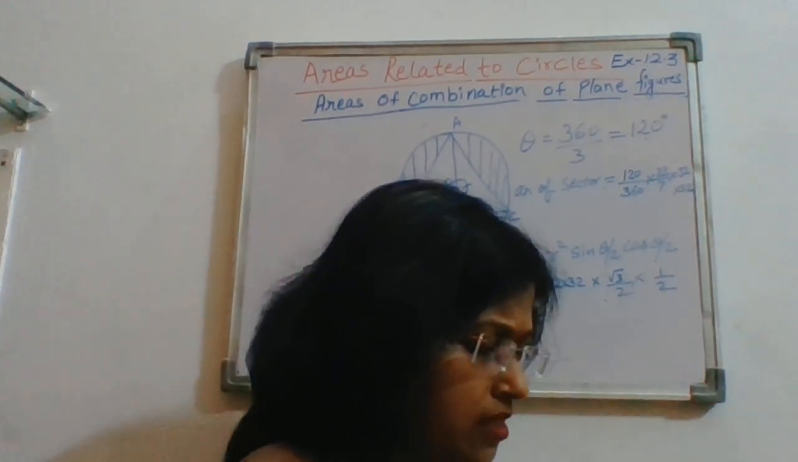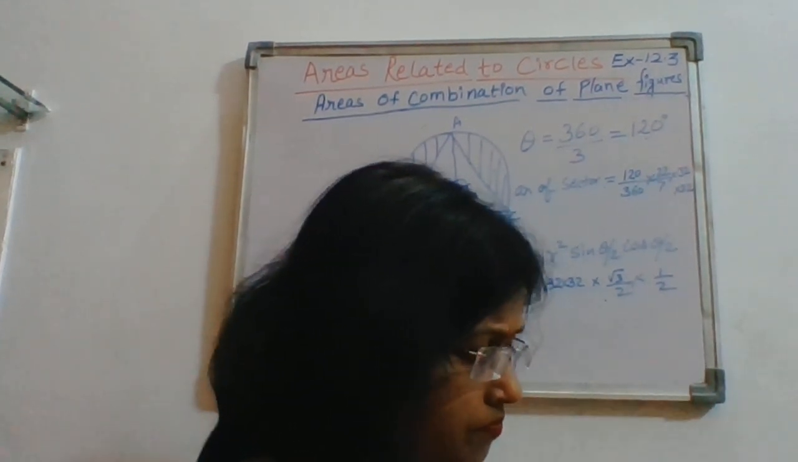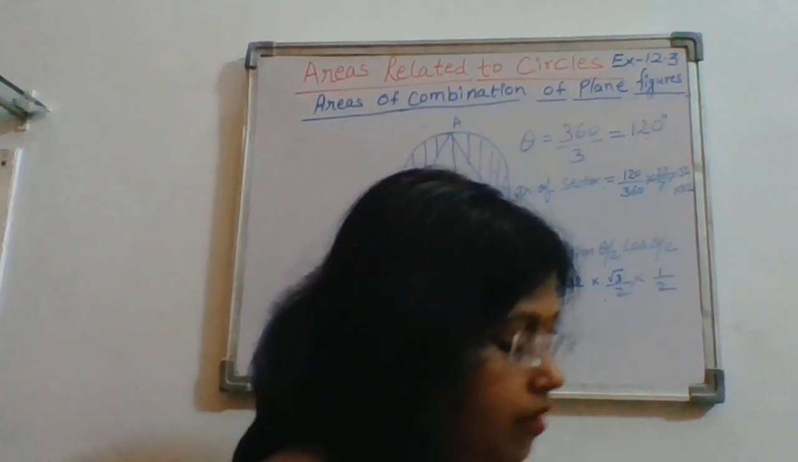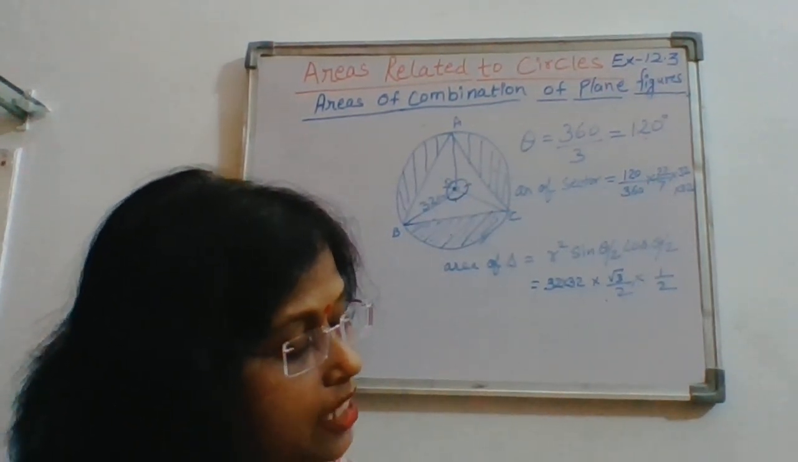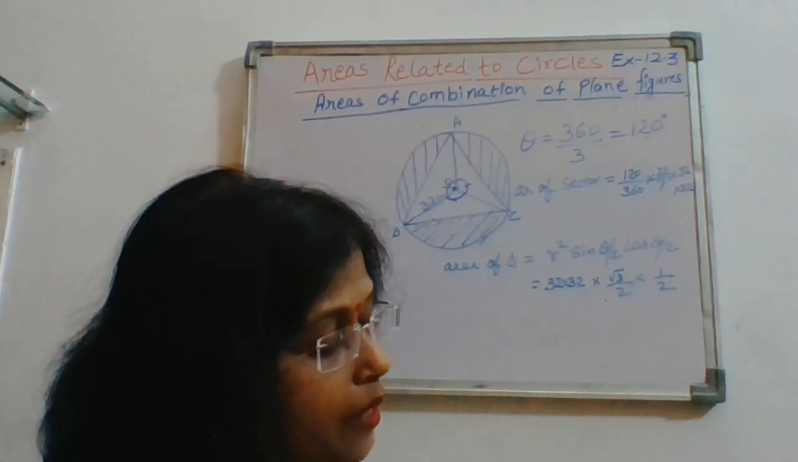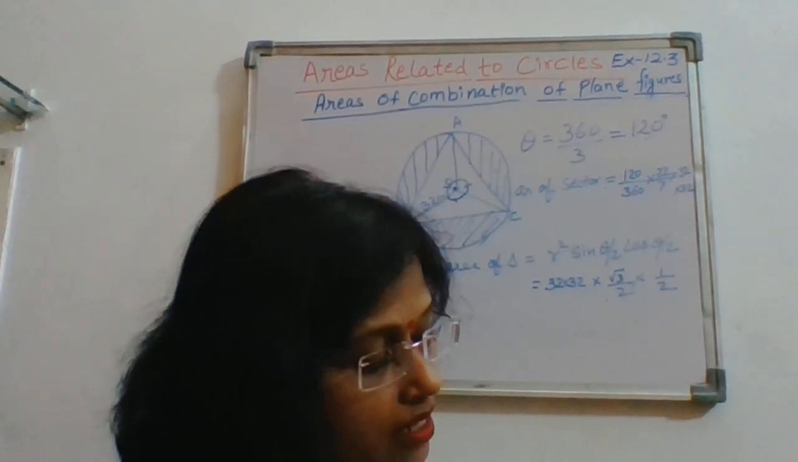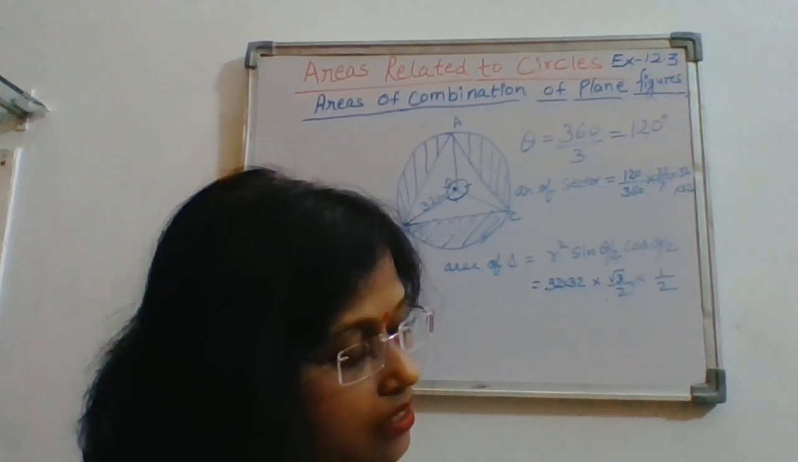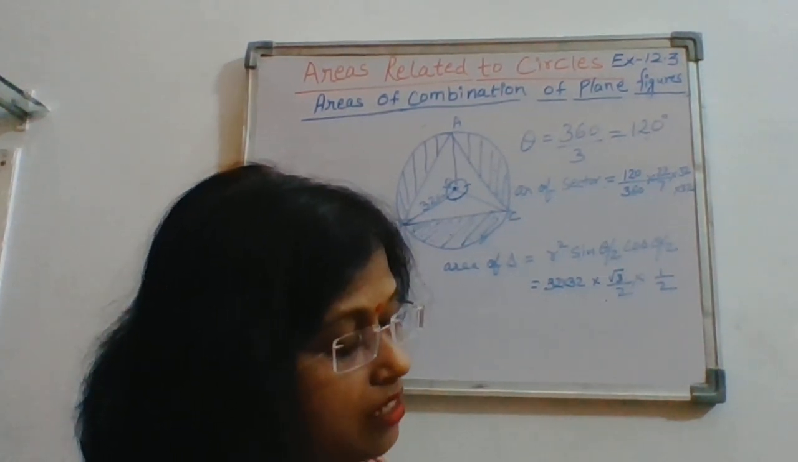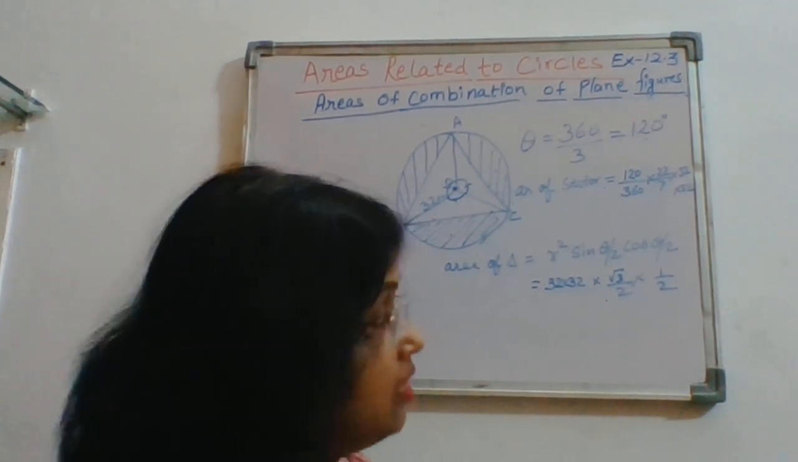Now see the next question, question number 7. ABCD is a square of side 14 centimeter with centers A, B, C and D. 4 circles are drawn such that each circle touches externally 2 of the remaining 3 circles. Now find the area of the shaded region.